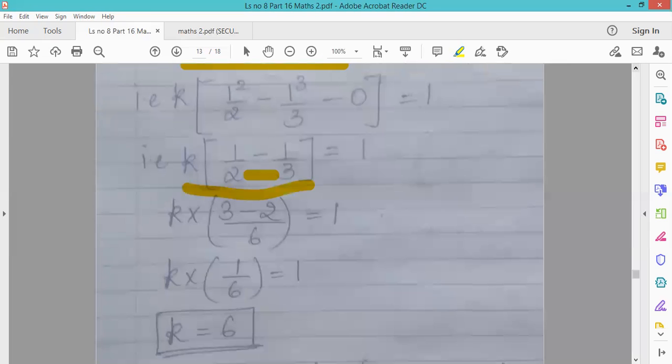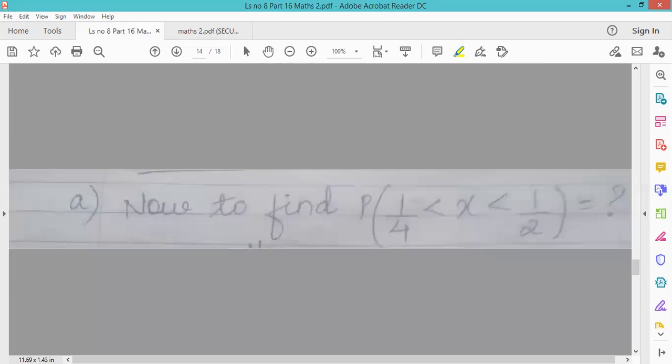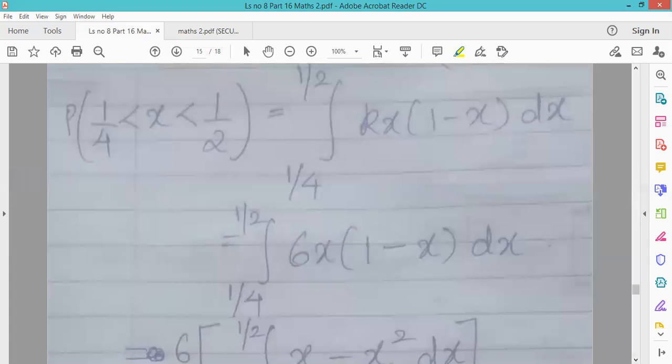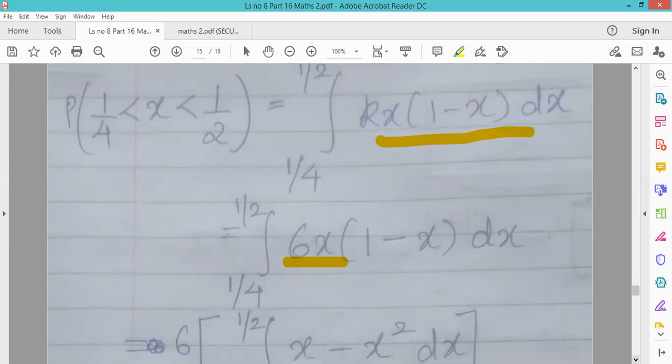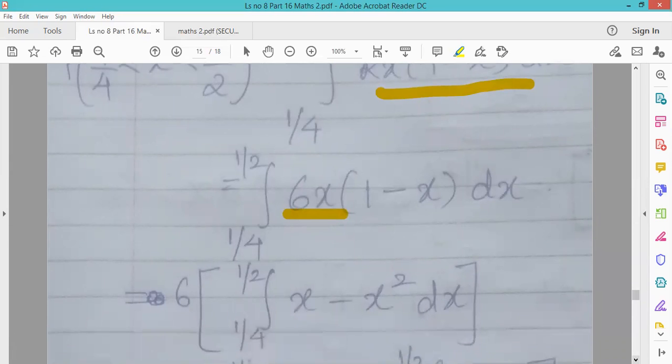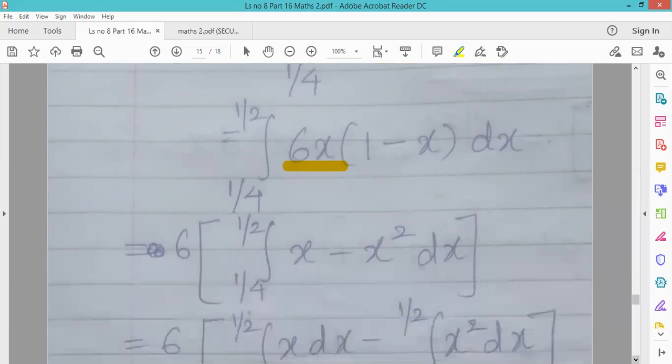So once you have got the answer k is equal to 6, now we can find probability 1 by 4 less than x less than half. So without wasting much time, let's have a look. The same pattern abhi jo kiya. So you will write integral 1 by 4 to 1 by 2, the question, but you know the value of k, it is 6. So we got just now. So you'll remove 6 outside the bracket before the integral and follow the same pattern.